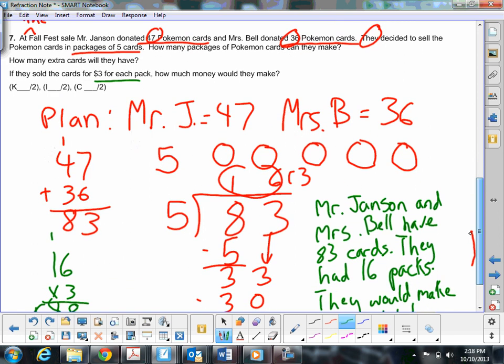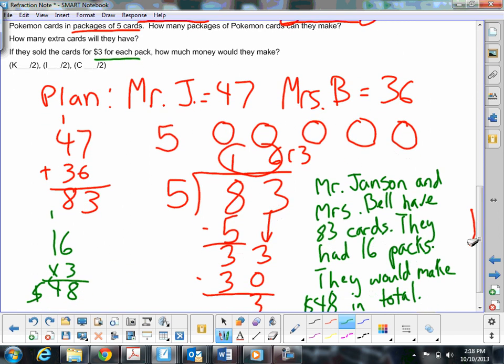All right. This question is actually a 3. This question would be 3 because there's 3 parts of information. There's how much they made, how many packs they had, which is 16, and how many cards in total they'd have. So if you did all this, you would get 3.